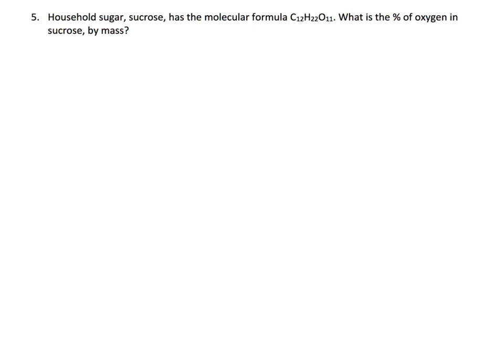Question 5. Household sugar, sucrose, has the formula C12H22O11. What is the percentage of oxygen in the sucrose by mass? All right, so what we're going to do here is figure out for the formula unit what the mass of carbon, the mass of hydrogen, and the mass of oxygen are. And then the percentage of oxygen will be the mass of oxygen over the total mass. So to begin with, the mass of carbon is 12 times the molar mass of carbon, which is 12.011 grams per mole.